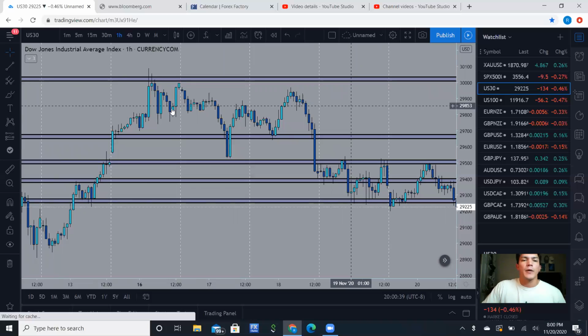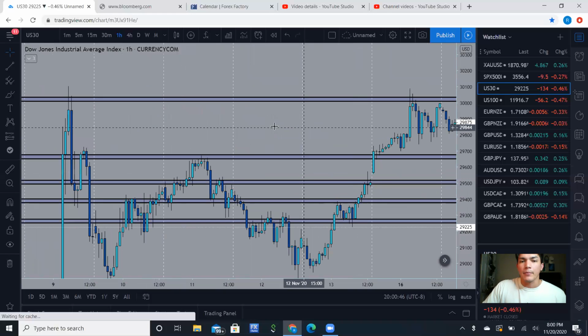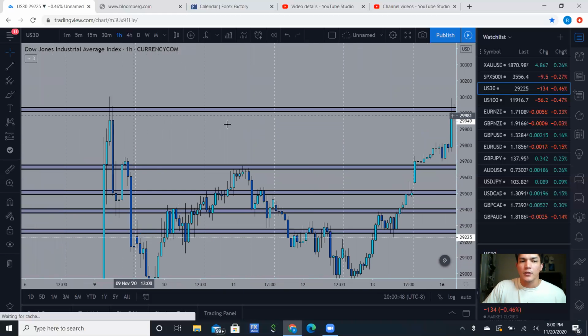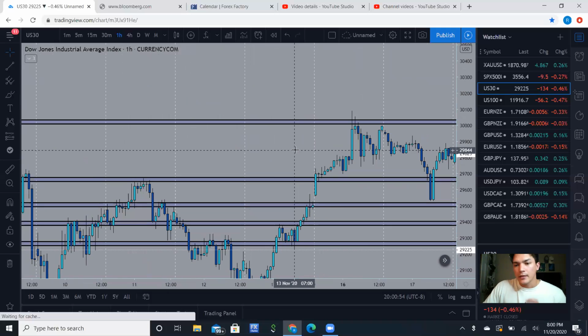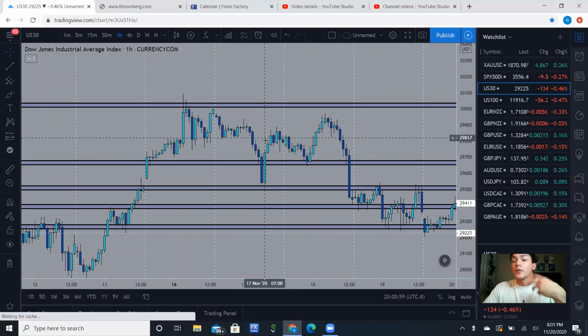The major ones are where you can clearly see it respects the zone multiple times, or it just hasn't touched it in a very long time. The longer it waits before it touches that zone again, the more major it is. And the opposite goes for minor. The more times it touches that zone, the more minor it is.